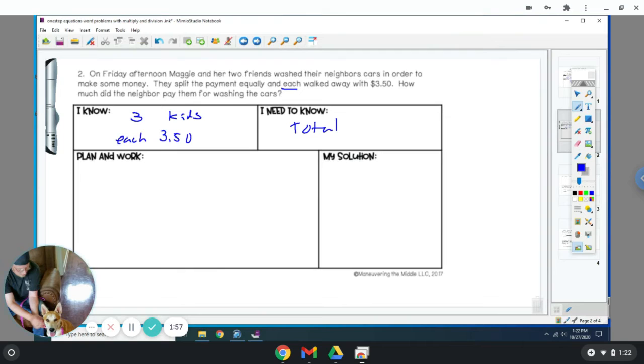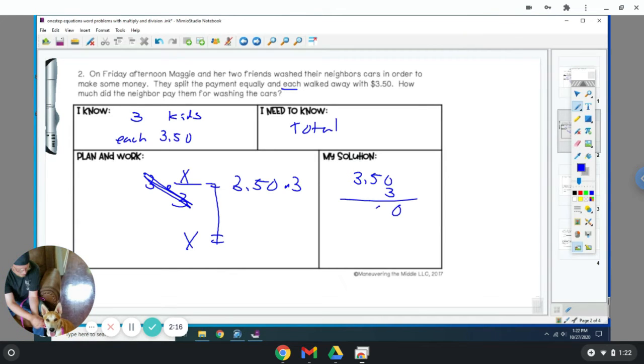So you take the total amount and you're going to divide it among the 3 kids, and it gives you $3.50. Well, you're going to work backwards to solve this, and you're going to multiply each side by 3. So this cancels out. X comes down. So then you're going to do $3.50 times 3. And so they were paid $10.50.